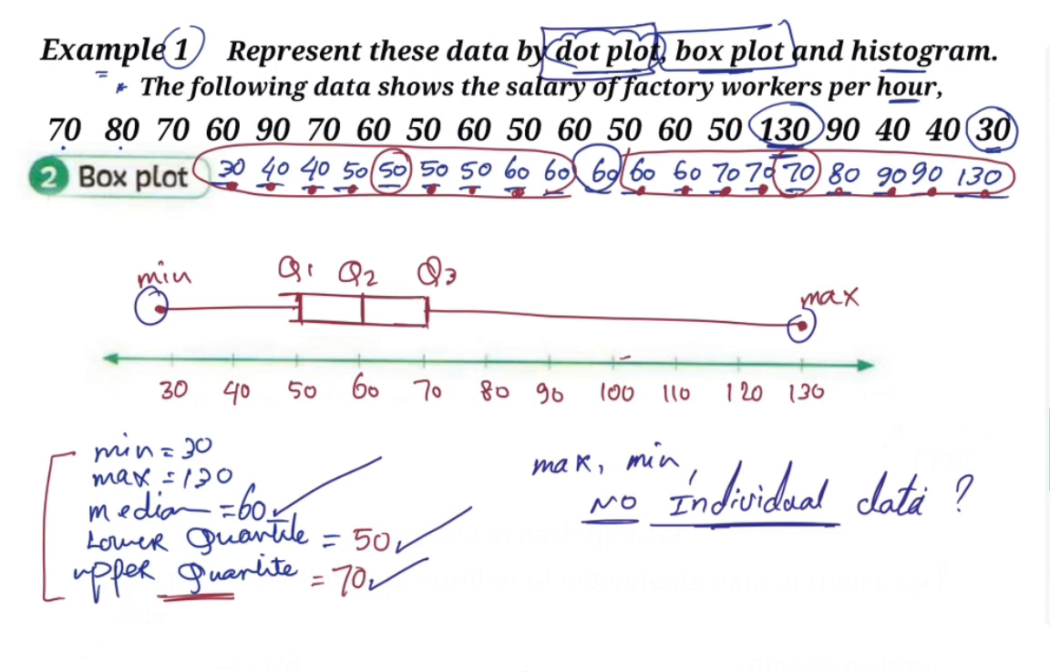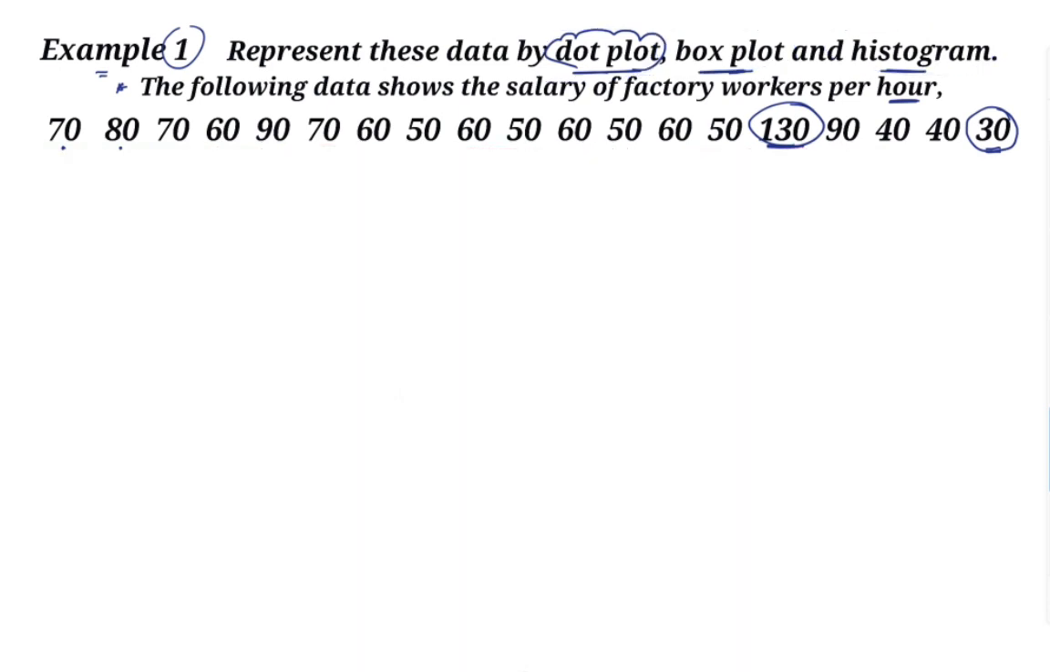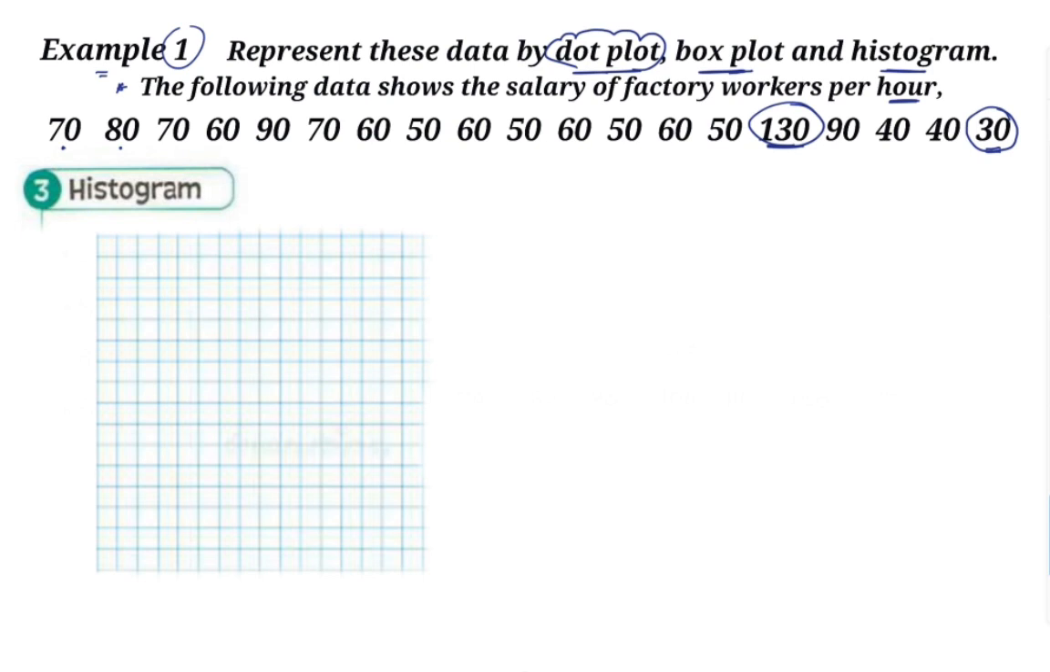Okay, now go to the last one. It's the histogram. Let's go to the histogram. To use a histogram to represent this data, how can I use it? We have this grid, and we have some data. But before using a histogram, I need to make intervals. Look here, I started from 30 to 130. Now find the range.